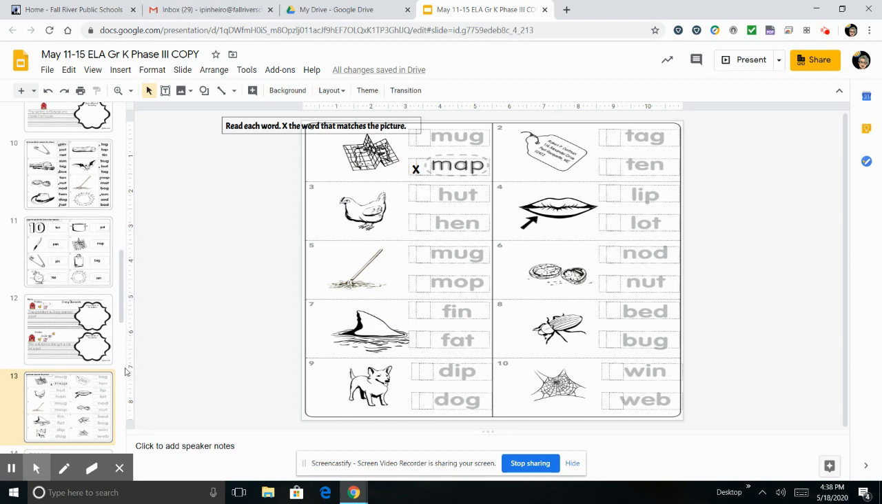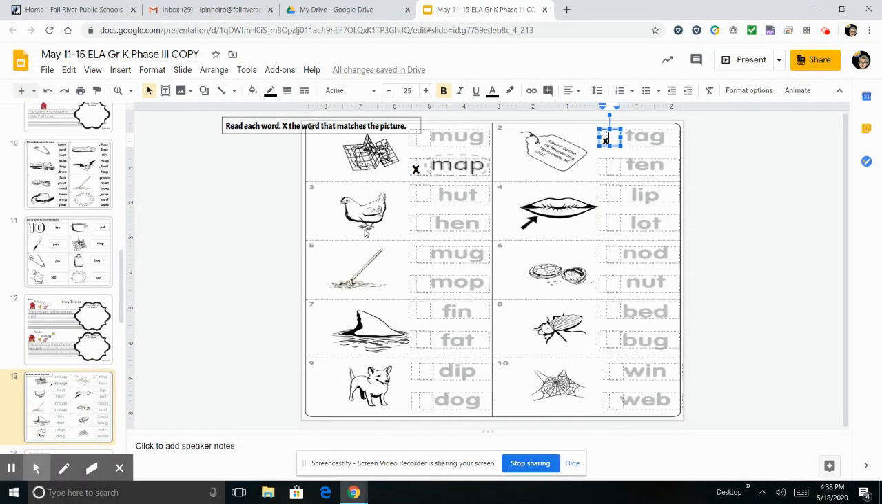Now here, we are reading each word and marking what matches the picture. So here is a map. They marked the map. If you're doing it on paper, you can circle it. And if you're doing it on paper, you can also trace the word. So here is a tag. Which word says tag? Tag. Click in the box, mark it with an X.